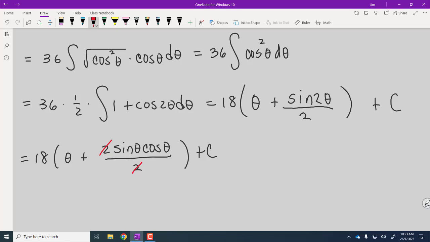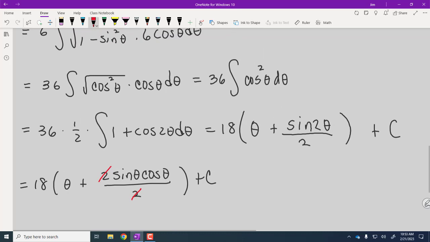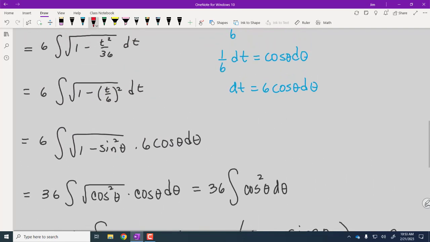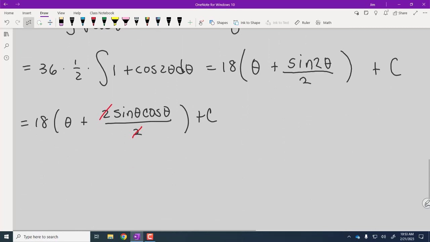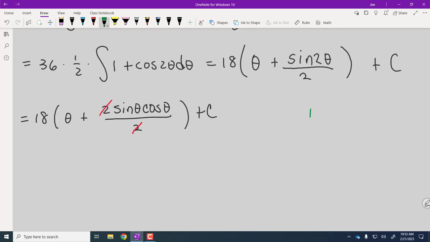Now we need that cool triangle in order to get back to t. So t over 6 is sine of theta. So let's come over to the side. T over 6 is sine of theta. So first off, this tells us that theta is what? Sine inverse of t over 6. Exactly. So that is how we would isolate theta.